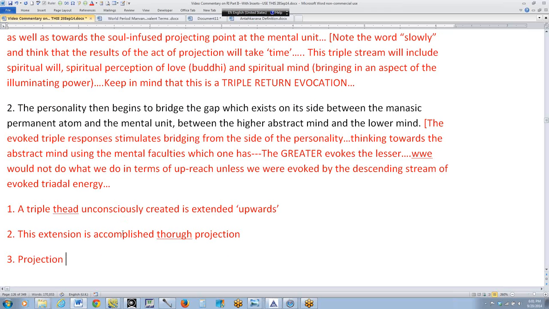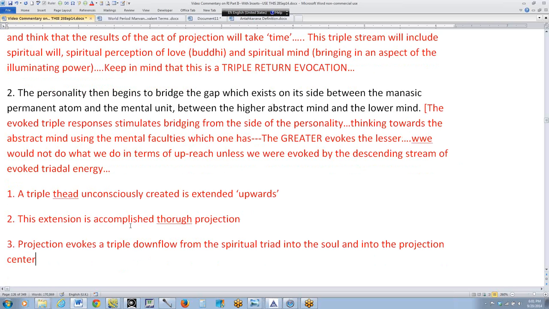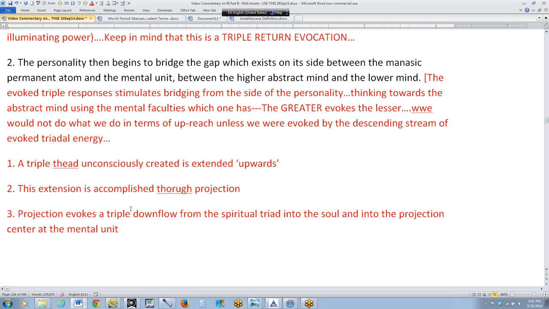Projection evokes a triple downflow from the spiritual triad into the soul and into the projecting center at the mental unit.